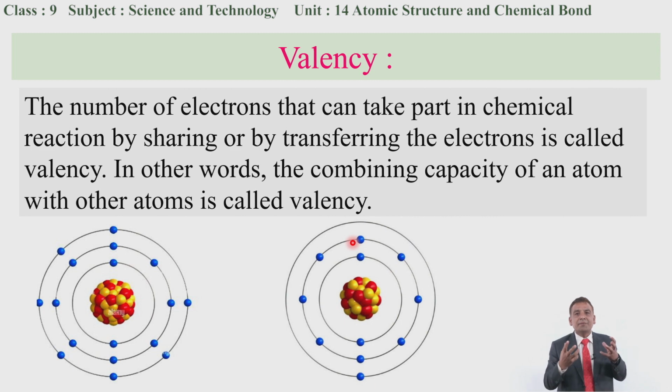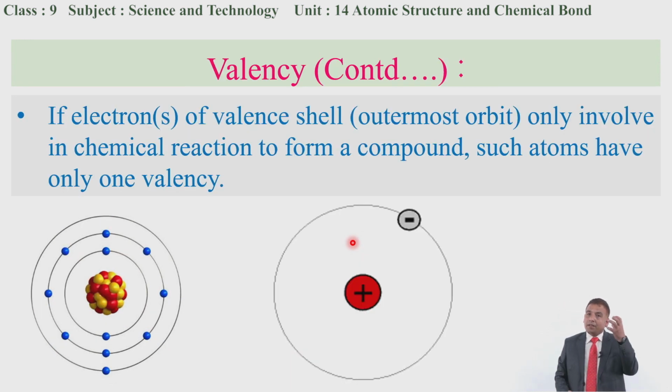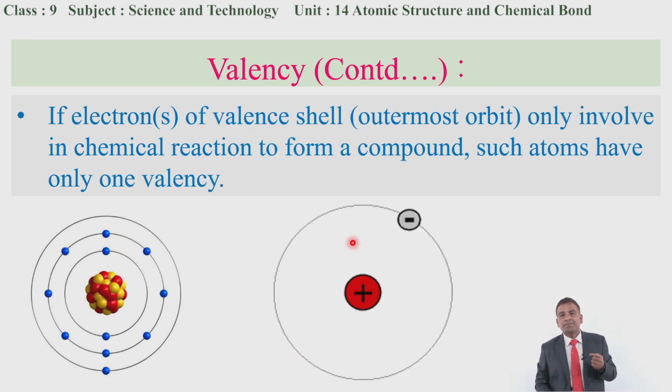So this type of tendency of atoms, either by gaining electrons, losing electrons, sharing electrons or transferring electrons, is the capacity or tendency to make reactions with other atoms. This tendency of an atom is known as valency. The valency of the atom is determined by the number of electrons present in the valence shell.